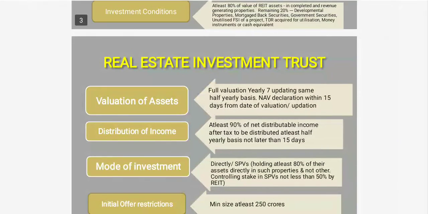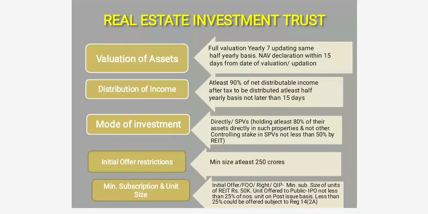Then we saw that the REIT is required to carry out valuation on a half yearly basis. They have to declare NAV in each half and are supposed to declare the NAV within 15 days of the date of valuation. They are supposed to distribute 90% of net distributable income, that is income after tax, not later than 15 days of the half year at least. Then they can invest directly in REIT properties or through SPVs where they have the controlling stake.